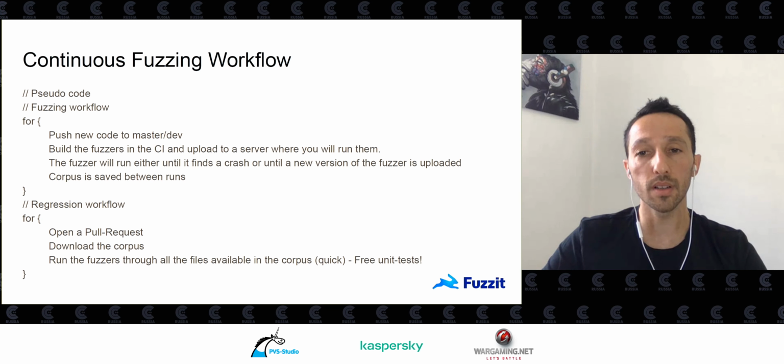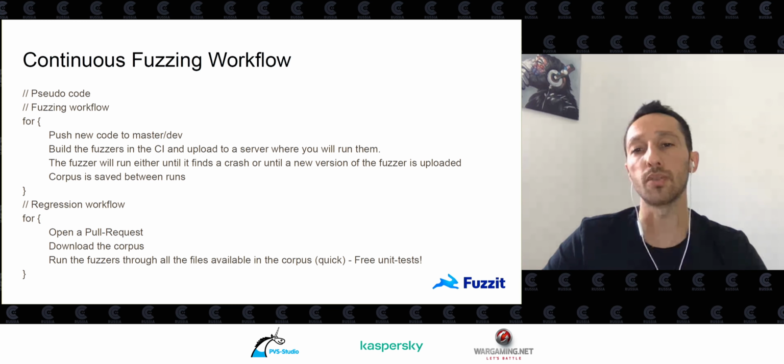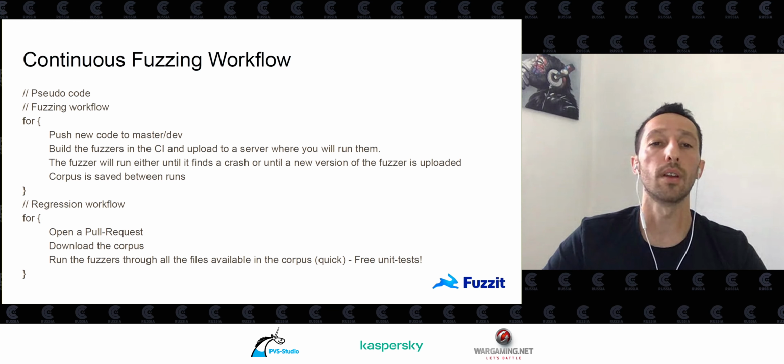So the fuzzer will run either until it finds a crash or until it gets a timeout that you decide, but this timeout can even be infinite, or until a new version of the fuzzer is uploaded. Usually, if you have frequent development, in the next day or even in the next few hours, there will be a new version. The new version of the fuzzer will replace the old version. So the old version will stop running, and the new one will essentially start running from the same place, because we save the corpus, this test directory.